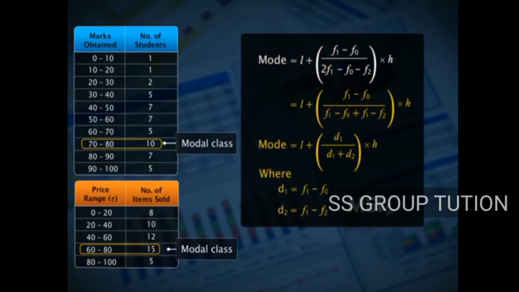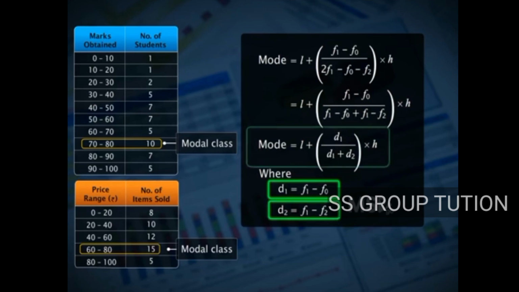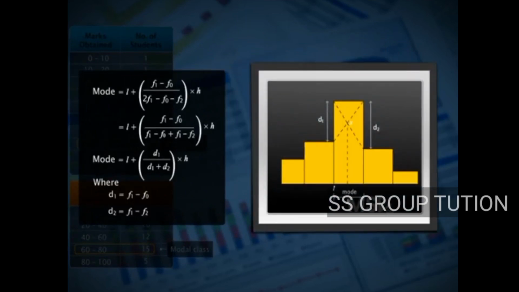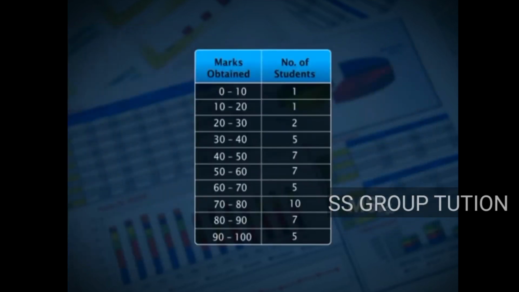If the difference between the frequencies of the modal class and the class preceding it is D1, and the difference between the frequencies of the modal class and the class succeeding it is D2, then the formula looks like this. The purpose of this formula is to identify one value within the modal class that seems to be the peak of the smoothed out histogram drawn for the data. Let's go back to our data sets and find their modes.